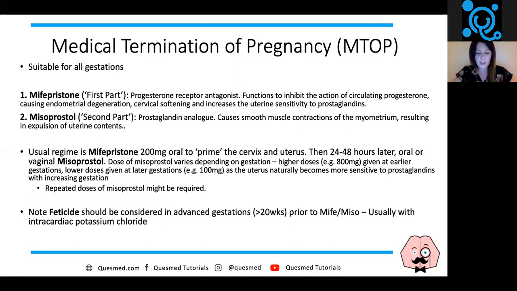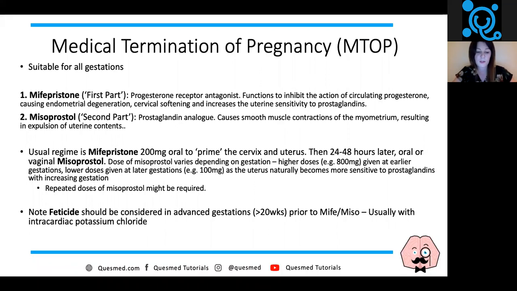The second part is usually completed 24 to 48 hours later and comprises the administration of misoprostol, and this can be given within the vagina or it can be given orally. Misoprostol is a prostaglandin analogue, I think we already said that, and it causes smooth muscle contractions to cause expulsion of the uterine contents. In terms of doses, these might vary from trust to trust, but generally, mifepristone is given at first as a standard dose of 200 milligrams.